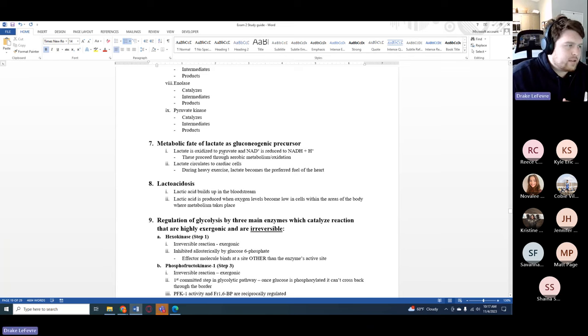So pyruvate gets reduced to lactic acid, and later on, if suddenly there is oxygen, lactic acid or lactate can then be reconverted back to pyruvate and put into the Krebs cycle. But yeah, lactate is the result of there not being enough oxygen in the area when we create pyruvate.